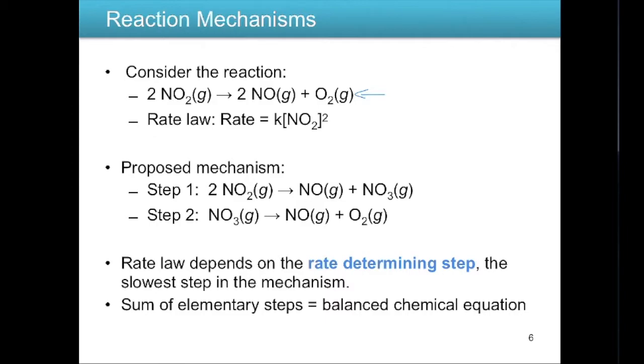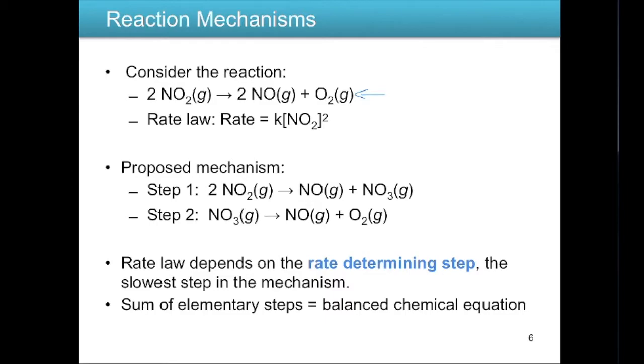So it doesn't relate to the overall reaction, and it doesn't relate to all of the elementary steps or all of the steps in a mechanism. So the rate law depends on what's called the rate determining step, which is the slowest step in a mechanism. So there's always going to be a slow step.